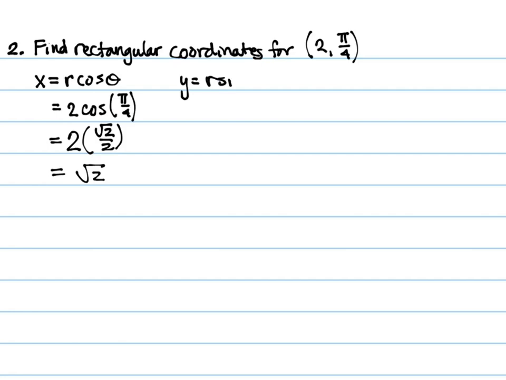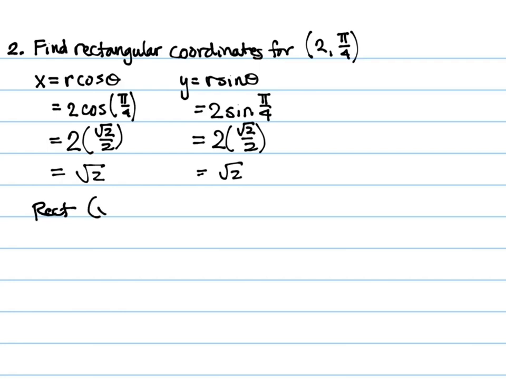How about y? Y is r sine of theta. So I have 2 sine of pi over 4. What is the sine of pi over 4? Yep, square root 2 over 2 again. So I have another square root 2. So my rectangular form is, I'm sorry, square root 2, square root 2.